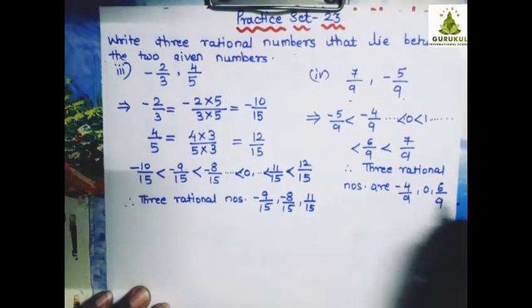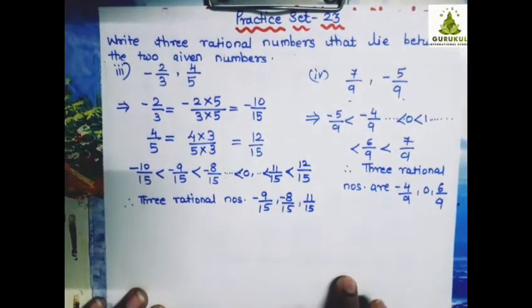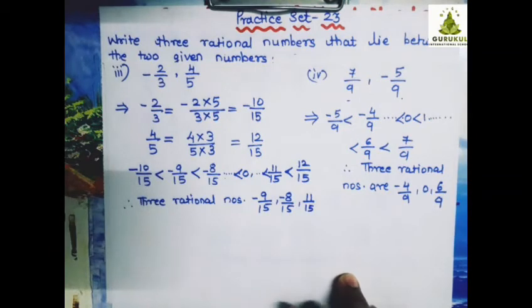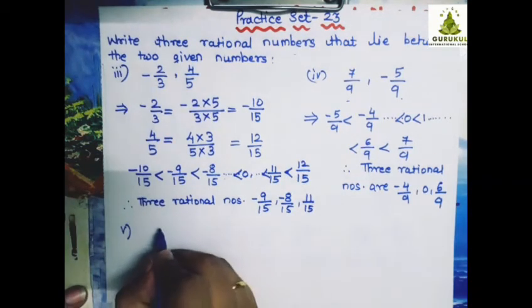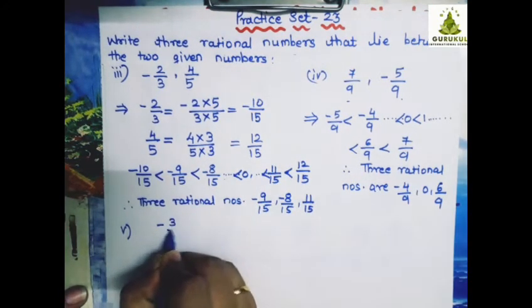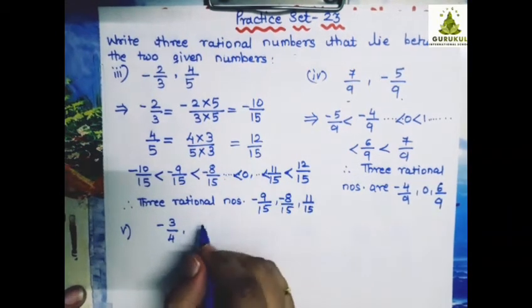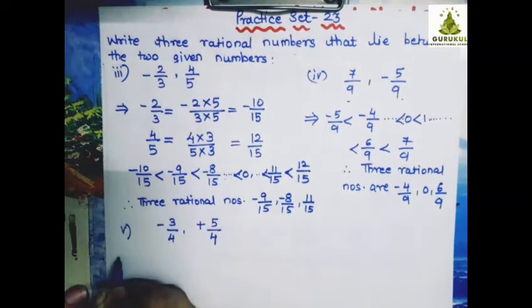Any number I can write. Okay. So this is the answer for the fourth one. Let's go for the fifth sum. Fifth is also again the same pattern where the denominator is the same. Though these are positive and negative fractions, the method will be the same.